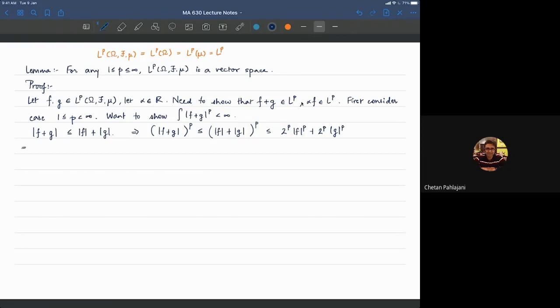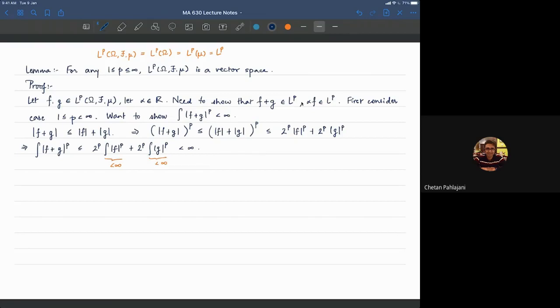So this implies that the integral of |f + g|^p is less than or equal to 2^p times the integral of |f|^p plus 2^p times the integral of |g|^p. And now remember, this guy is finite. Why is it finite? Because f is in L^p. You already know that. And this guy is finite. Why is it finite? Because g is in L^p. You already know that. And so this thing is going to be less than infinity. All right, so we have proved that f + g is in fact in L^p.